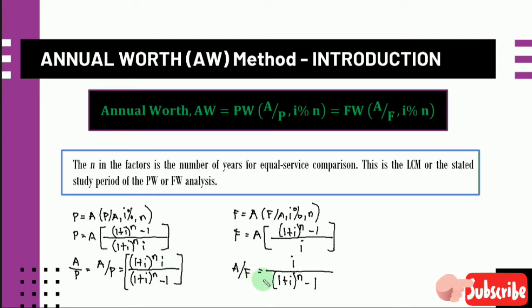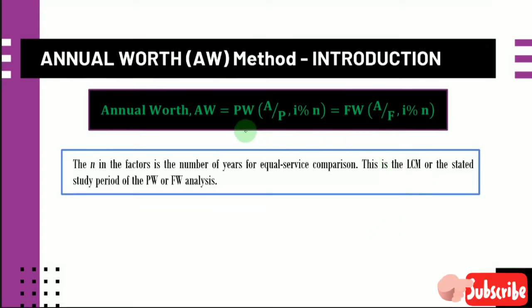Because we will use this one later, and that would be it for this relationship: your annual worth is equal to this PW times this designation, which is equal to the FW times this designation. Take note that the n in the factors is the number of years for equal service comparison, and this is the LCM, or the stated study period, of the present worth value or the future worth value in our PW or FW analysis. Okay, so proceeding now with our next slide.